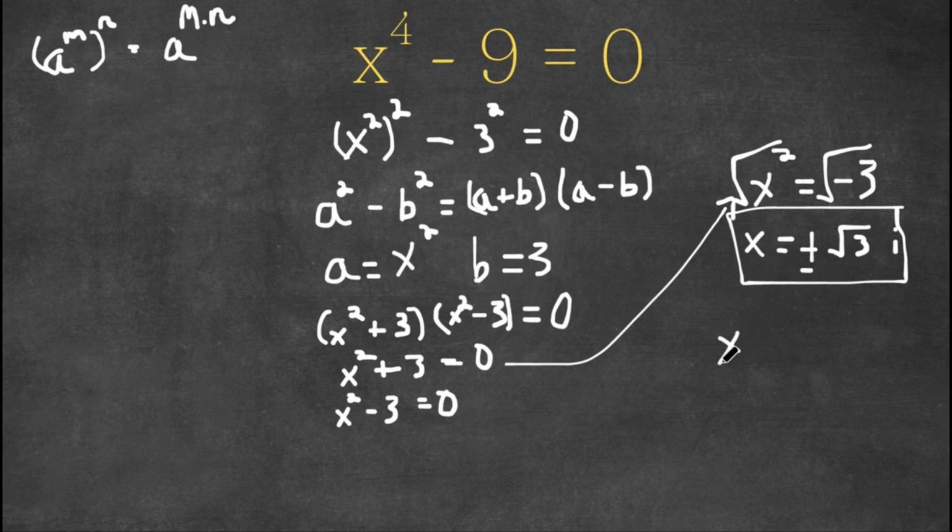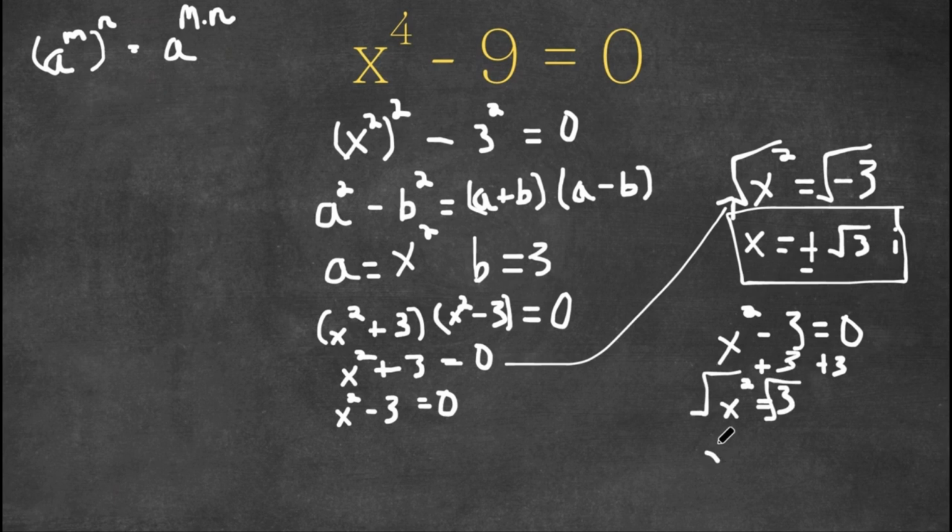Now for x squared minus 3 equals 0, we're going to add 3 on both sides. So we get x squared equals 3. Now if we take the square root on both sides, we get x equals positive or negative square root of 3.